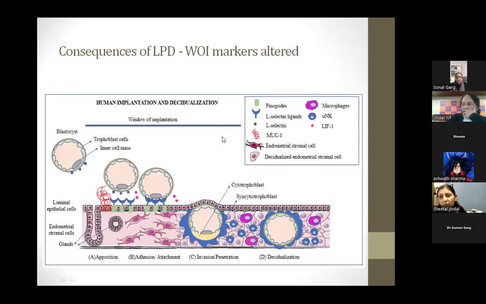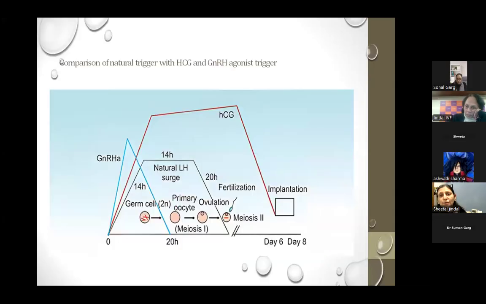And because there is an asynchrony, when the blastocyst is entering the endometrial cavity on day 5, this apposition, adhesion, invasion and penetration of the blastocyst might not take place because of the improper timely secretion of all the important molecules which I have mentioned over here. This window of implantation is altered, and this leads to luteal phase defect in ART cycles.